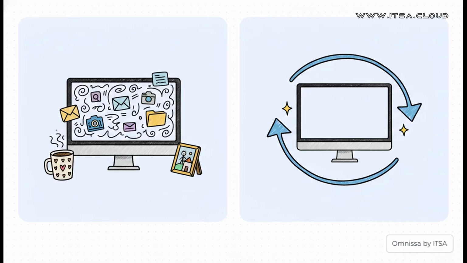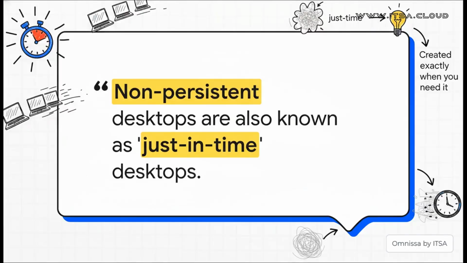Then, you have the other side, non-persistent desktops. These are more like a perfectly clean hotel room. Every single time you log in, you get a brand new, totally clean, factory-fresh desktop. And the moment you log out, poof, everything you did is completely wiped away. It's perfect for security and keeping things consistent. There's a fantastic name for these non-persistent machines, just-in-time desktops. And I just love this phrase because it perfectly captures the whole idea, doesn't it? A fresh desktop is spun up for you just in time, exactly when you need it, and it just vanishes when you're done. It's unbelievably efficient.